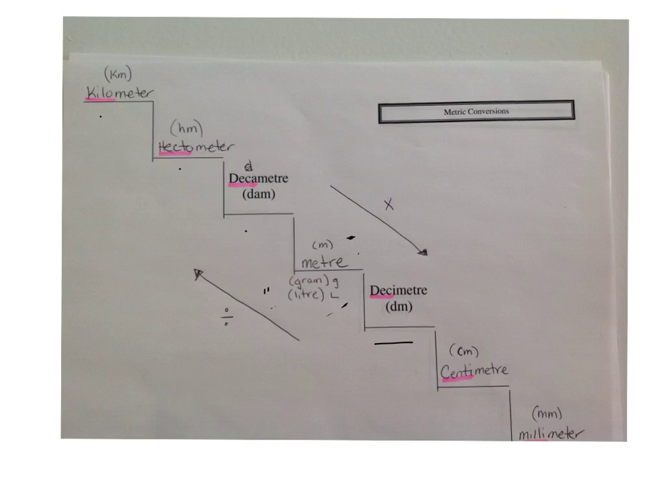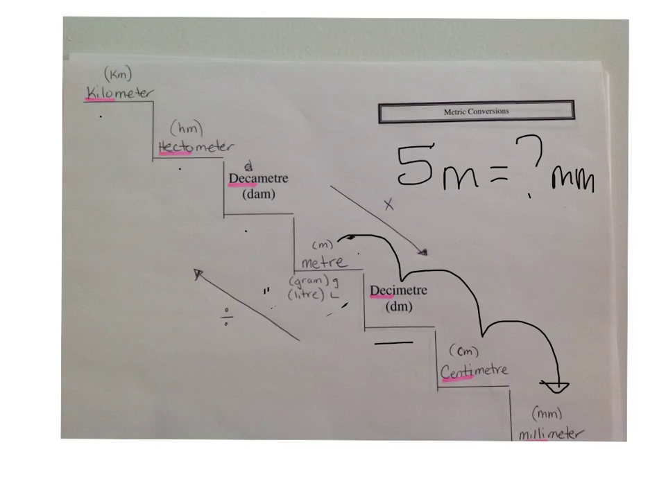So let's say I had 5 meters, and I wanted to know how many millimeters that was. I have to see how many steps does it take me to get from a meter to a millimeter. So it takes me 1, 2, 3 steps. So each step represents a 0, a times 10. So we've gone down our steps. So when it's down, we multiply.